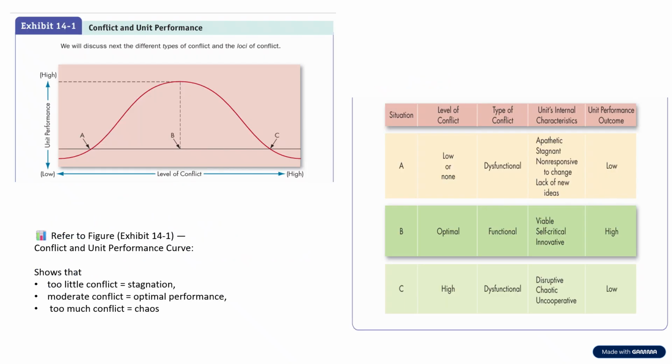Conflict and performance curve. Research shows that too little conflict leads to stagnation, while too much conflict results in chaos. The best performance occurs at a moderate level of conflict, where people feel comfortable expressing different views but still respect each other. This model clearly shows that conflict is not always bad, it simply needs to be managed properly.